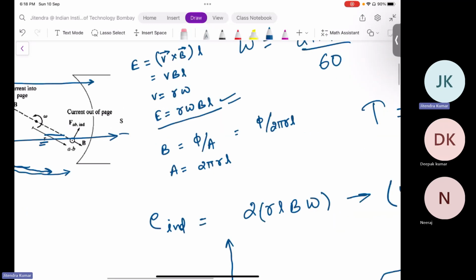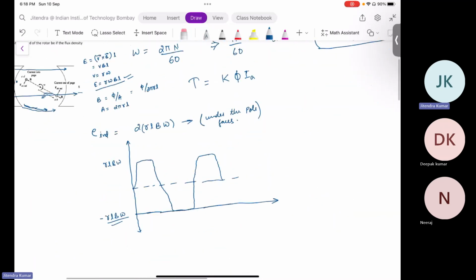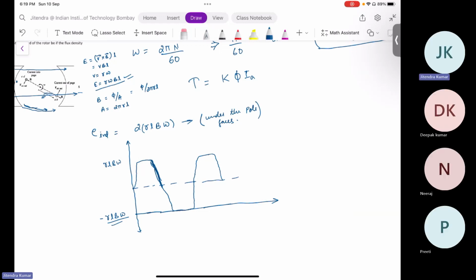So this looping curve is related to the portion of the graph where the conductor is not under the influence of the magnetic field. That is why the induced EMF will not be induced at that particular position. So this variation is with time, or you can write it with position theta.